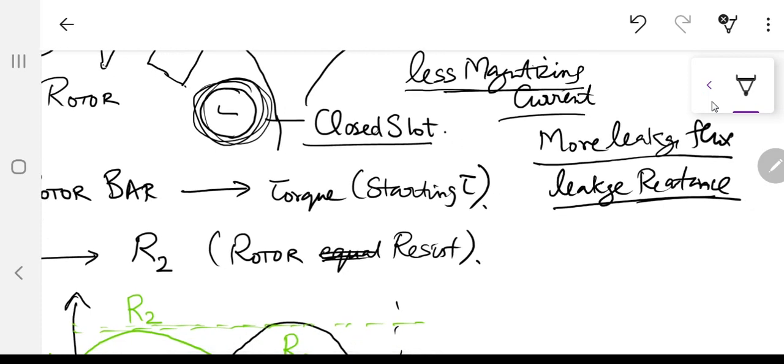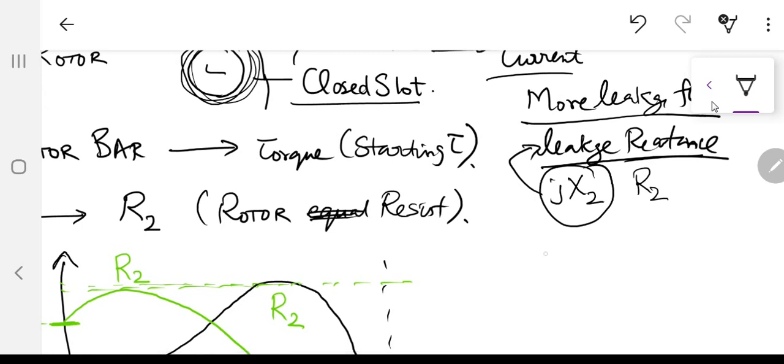So now when it's going to have more leakage reactance, what does it mean? If you remember the equation for the rotor, we had two terms. One was jX2 and one was R2, the rotor resistance. What was X2? This X2 was the leakage reactance. So when this leakage reactance is on the larger side, this means that you are going to have a lower starting current.